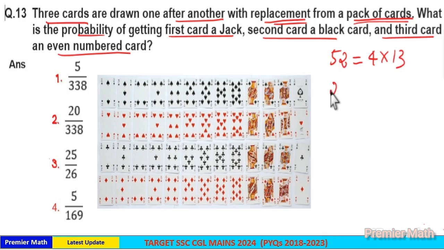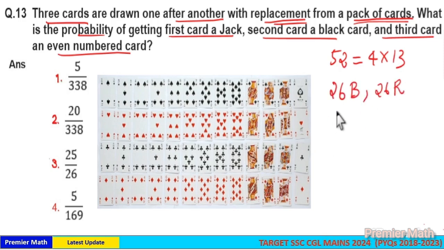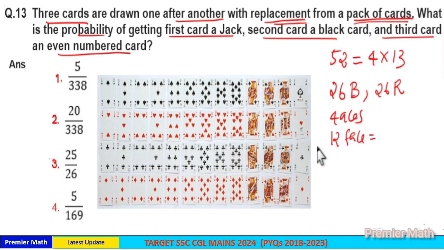Now 52 cards include 26 black cards and 26 red cards. And there are 4 aces in 52 cards. And there are 12 face cards in 52 cards, which include 4 kings, 4 queens and 4 jacks.